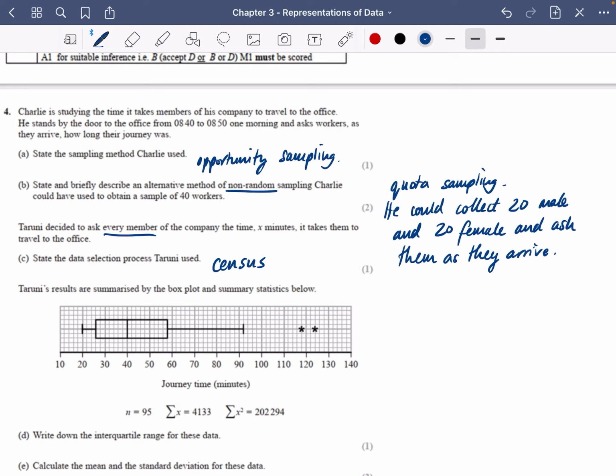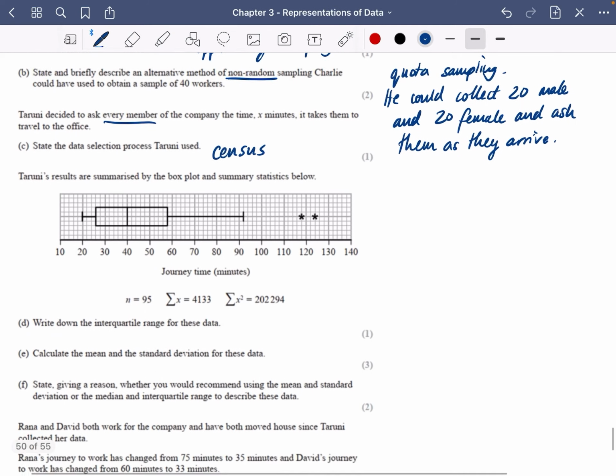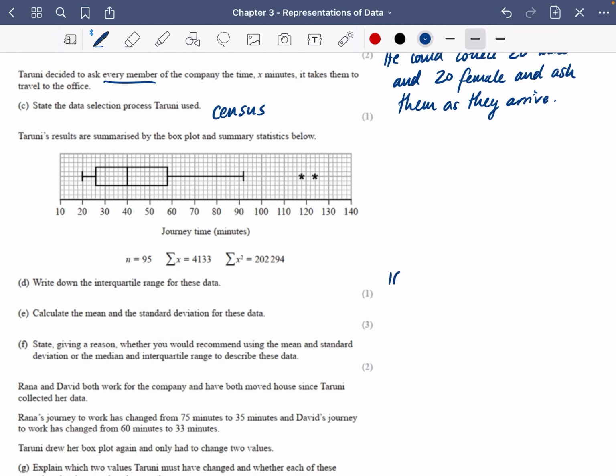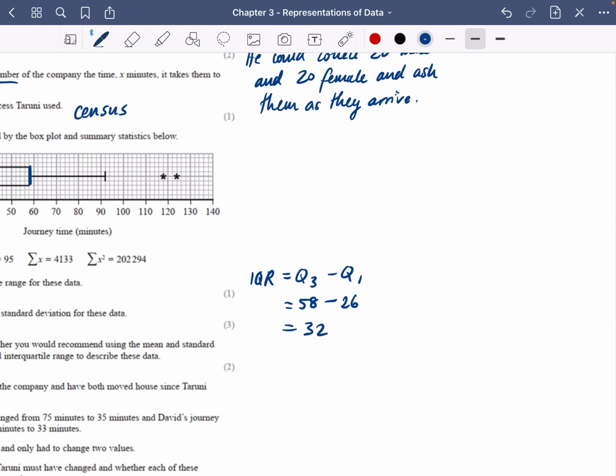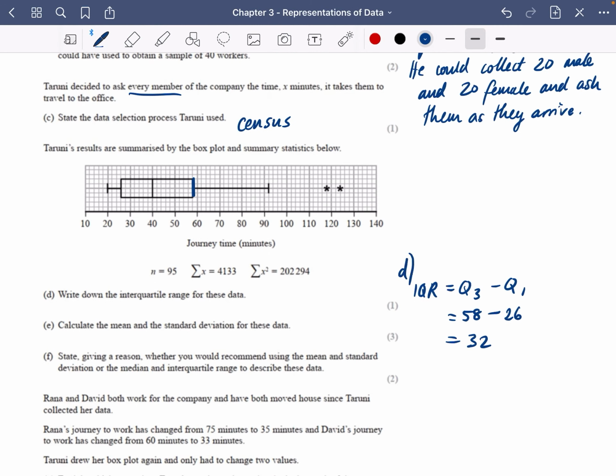Taruni's results are summarized by the box plots and summary statistics below. Write down the interquartile range for these data. So let's figure out what the interquartile range is. The interquartile range is going to be the upper quartile take away the lower quartile. Well, the upper quartile is there, which is going to be, these are going to represent 2, so it's 52, 54, 56, 58. And the lower quartile is 26. So we'll do 58 take away 26, which is 32. So that is part D of the question.